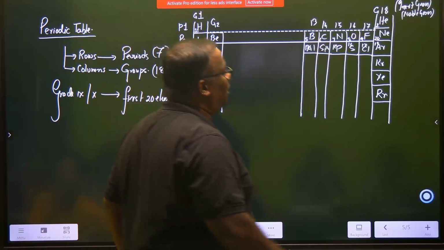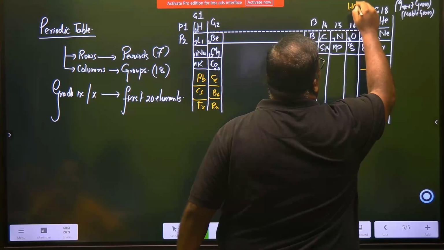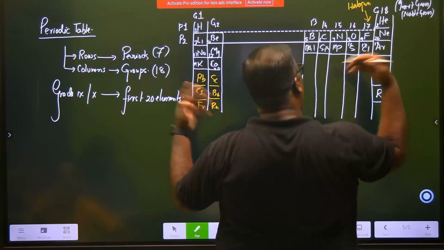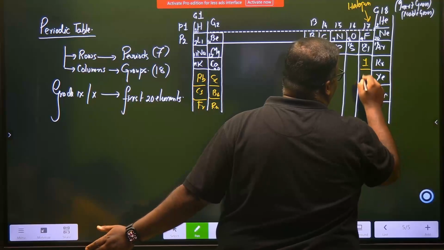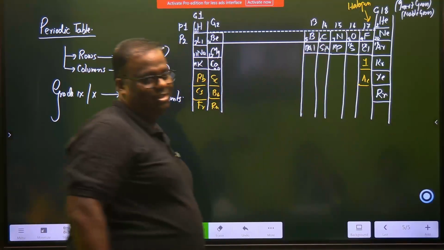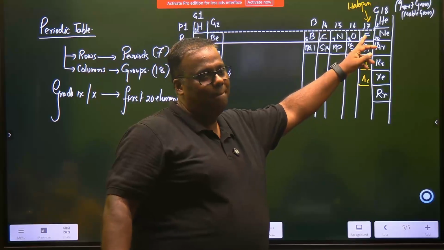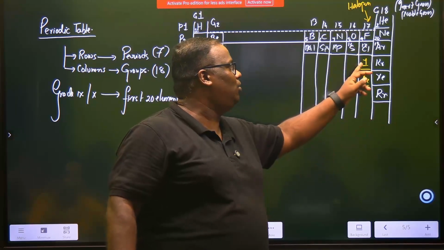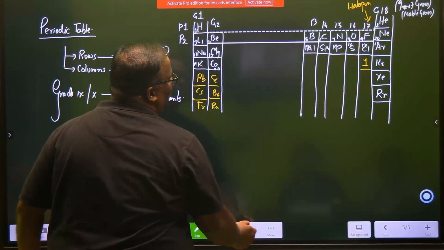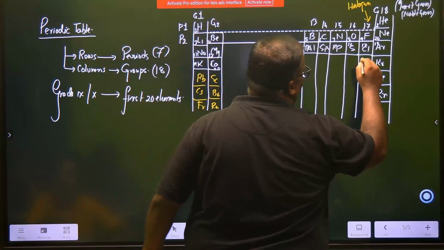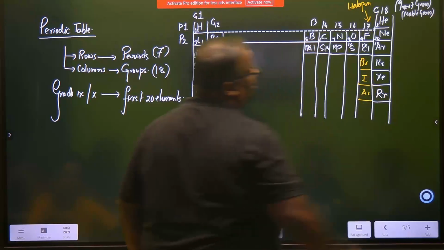But this is not that important. This also, if you know, is good. This is known as the halogen family. Fluorine, chlorine, bromine, then iodine, astatine. So this is called the halogen family. Fluorine, chlorine, bromine, iodine, astatine. This will come like this.